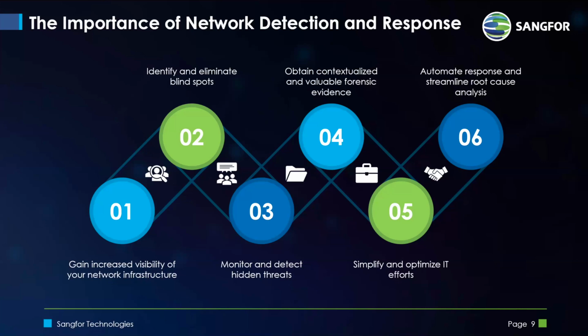But if there is some traffic going through the core switch and monitored by our network sensor, we will know, oh, there is an IT asset that I need to block. That is the second thing. And the third thing is about monitoring and detecting hidden threats. Just like I said, from the east to west, the lateral movement, we can monitor behind and detect it. Okay. And the fourth tip is that we can obtain contextual and valuable forensic evidence.